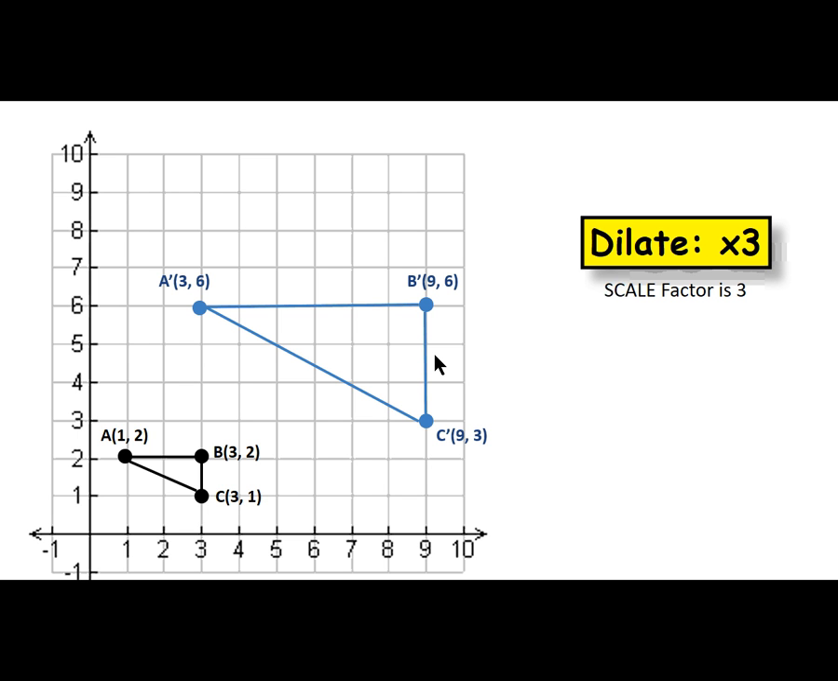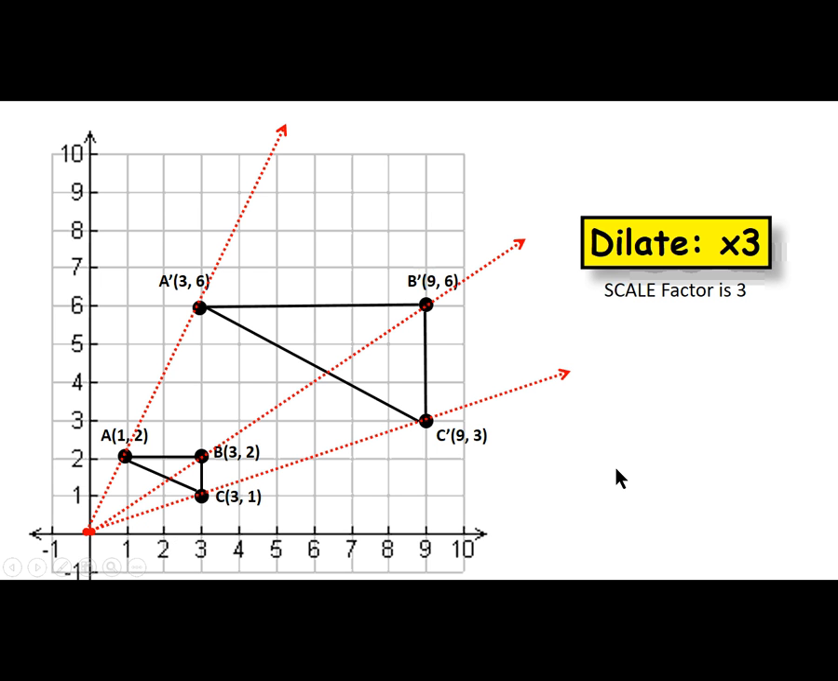This really is still doing the same thing as doing it with the ruler, because if we took this picture and connected the points A prime to A, B prime to B, and C prime to C, we'd still see the same picture that we had when we drew this by hand.